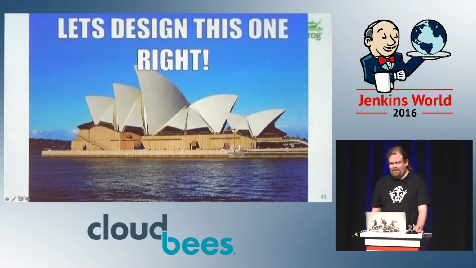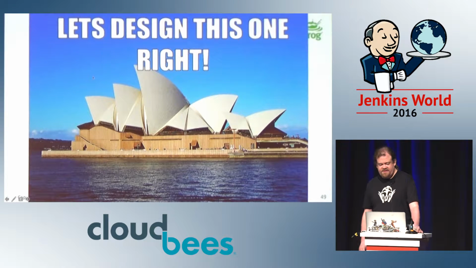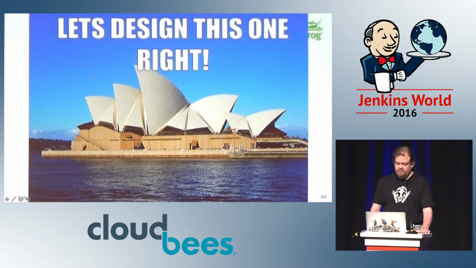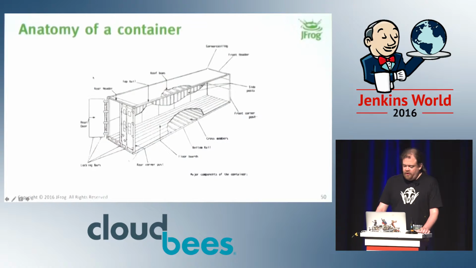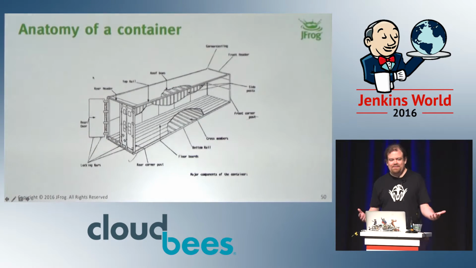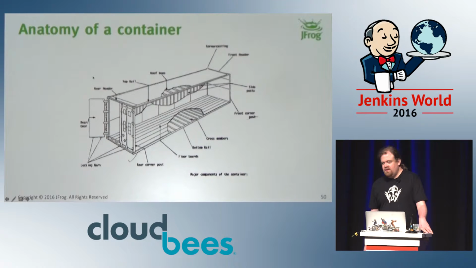So let's design this. What is this actually going to look like? So first of all, let's think about Docker containers. Sometimes we talk about a Docker container like it's one big monolithic object. But in reality, that's not really true.